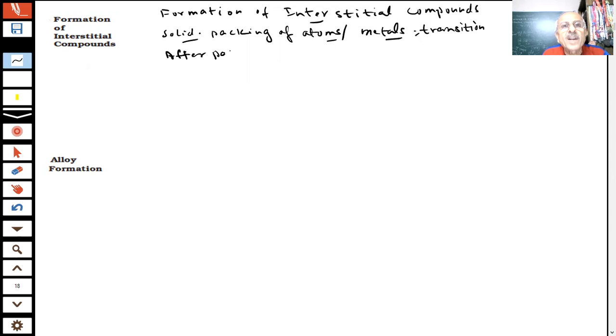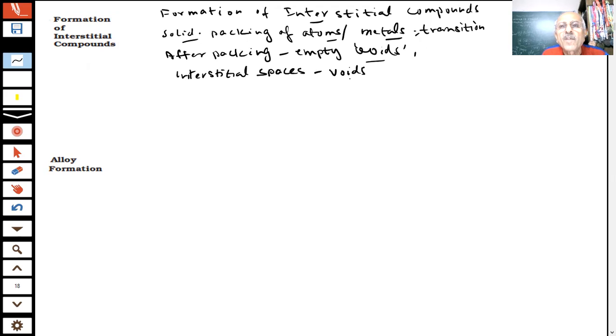After packing, students, there will be some empty spaces, voids, left. Empty voids will be there, and they are called interstitial spaces or interstitial voids. Interstitial spaces or voids exist in between these atoms of these metals in the solid state. In solid state chemistry, there are two types of voids: tetrahedral and octahedral voids. The sizes are also different.